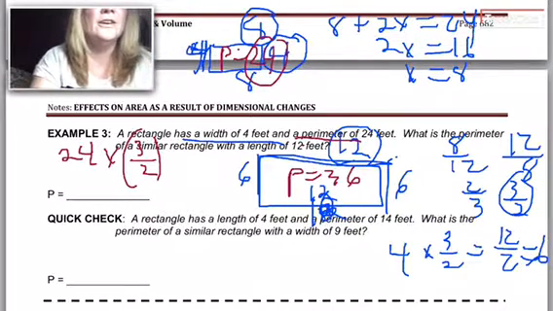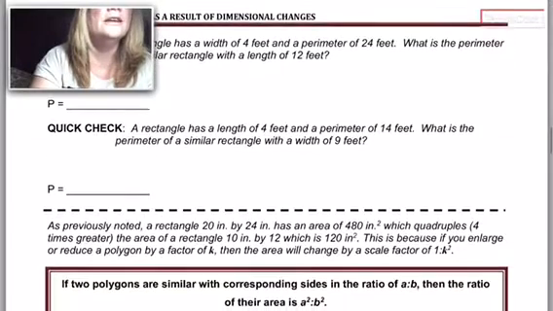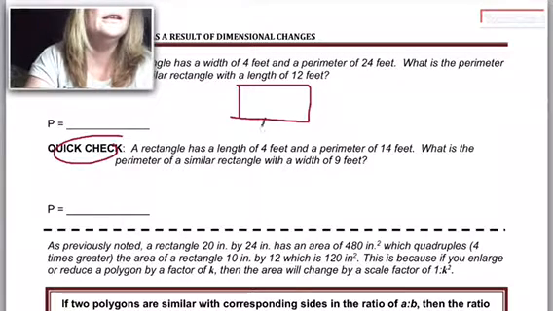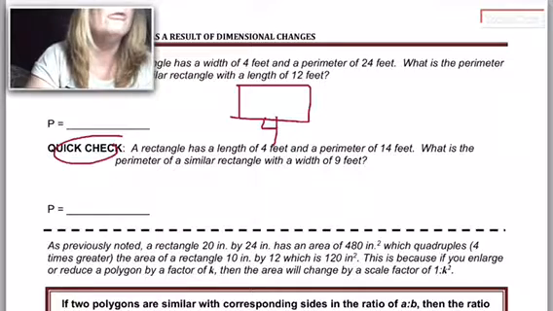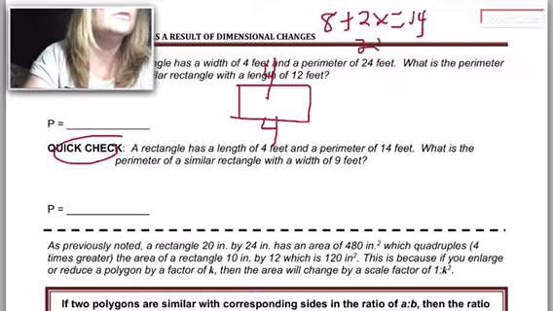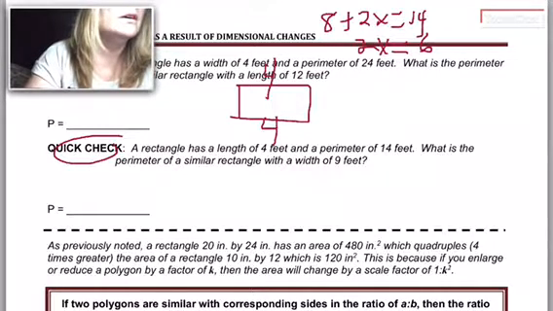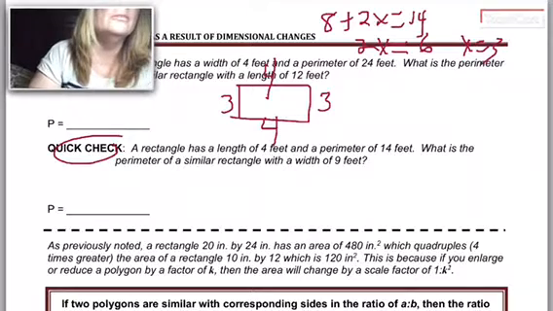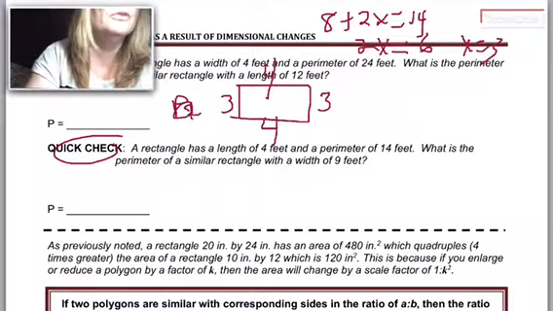Okay, let's look at the next quick check. A rectangle has a length of 4 feet. So let me draw that one here. It has a length of 4 feet and a perimeter of 14. So that's 4 and that's 4. So 8 plus 2x equals 14 means 2x is equal to 6, and so x is equal to 3. So the perimeter on this would be 8, 9, 10, 14.